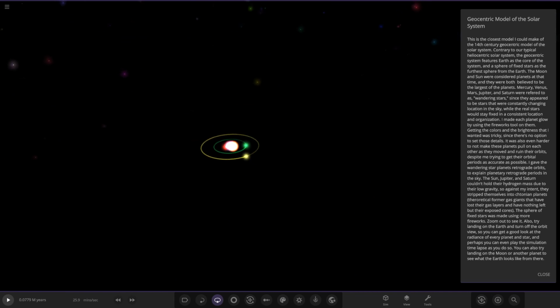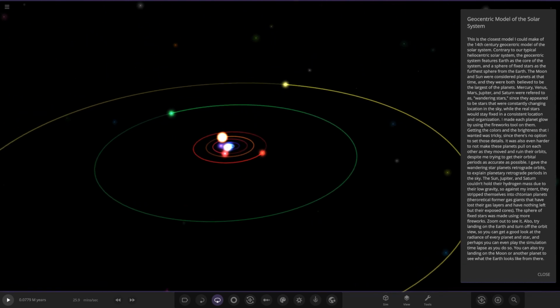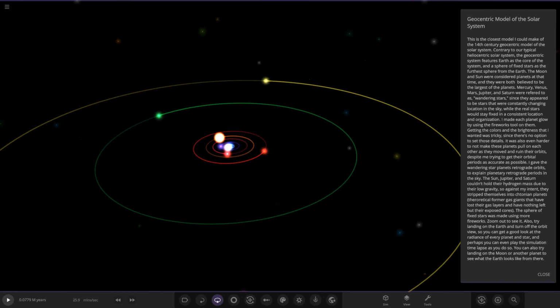So, this is the closest model I could make of the 14th century geocentric model of the solar system. Contrary to our typical solar system, the geocentric system features Earth as the core of the system and a sphere of fixed stars as the furthest sphere from the Earth. Back in those days, everyone thought the Earth was the centre of the universe, the centre of everything, and if you thought different, you could face some big punishments for it, if I remember right. I think you could even be executed for it. If you believed something different back then, it may not have ended well for you.